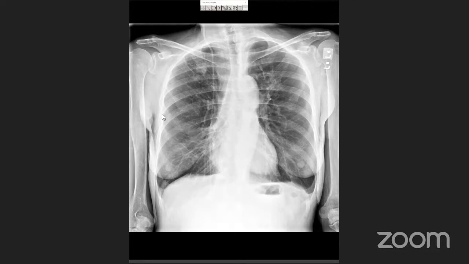Would anybody like to tell me what they see? Or tell the whole group? People are doing it into chat.